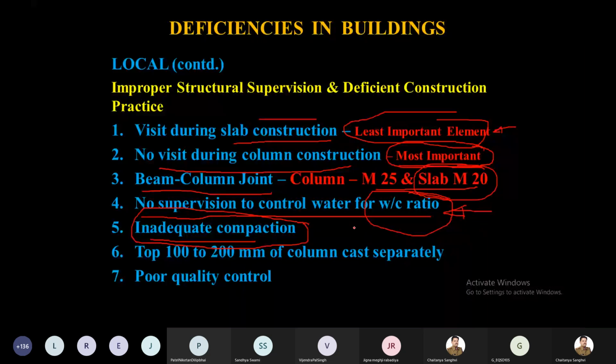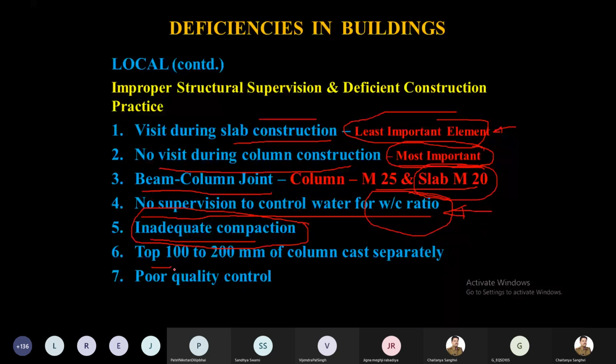Then we know that the top and bottom of the column observe the highest bending moment, right? But when constructing the column, we are constructing those 200 mm separately, because we construct the column up to the beam bottom, and then the rest of the column is constructed with the slab. So this is cast separately. That is the problem, right? And it is the most critical section.